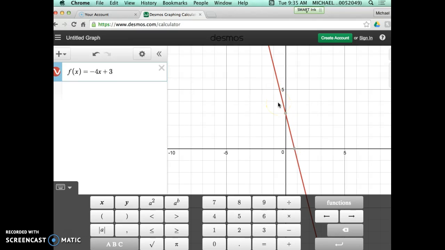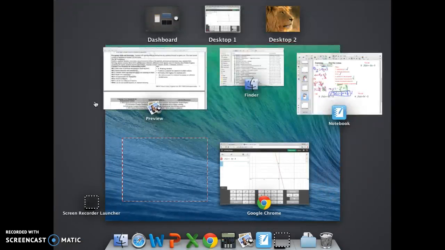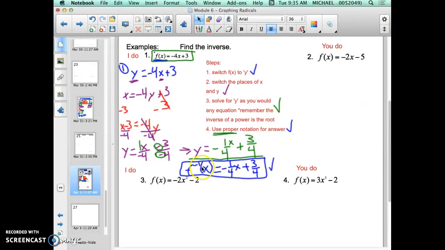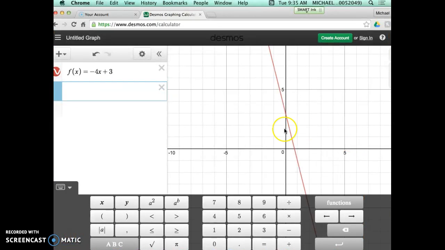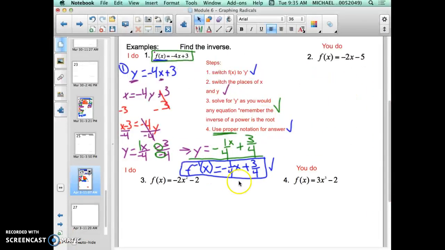So let's look to see if this is in fact the inverse, and it should be the reciprocal about the y equals x line, and I'm going to type that in as well. But let's type in our inverse that we found. So f inverse of x, in this case I'm just going to put a different notation, g of x, just because it's another function, so the computer will read it nicely like that. G of x equals my inverse that we found, which is -1/4 x plus 3/4.